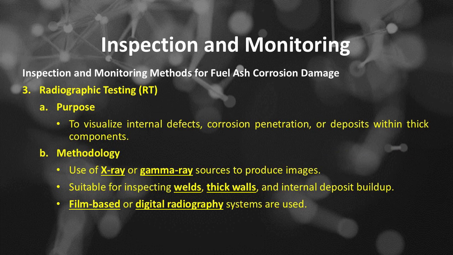Number 3 of inspection and monitoring methods for fuel ash corrosion damage is radiographic testing, or RT. Number A. Purpose: to visualize internal defects, corrosion penetration, or deposits within thick components. Number B. Methodology: use of X-ray or gamma-ray sources to produce images. Suitable for inspecting welds, thick walls, and internal deposit buildup. Film-based or digital radiography systems are used.